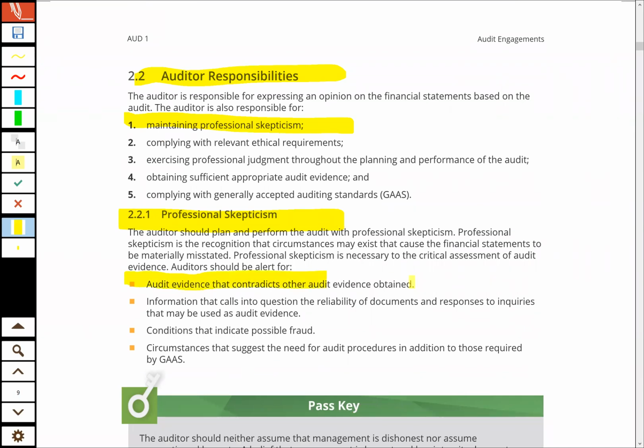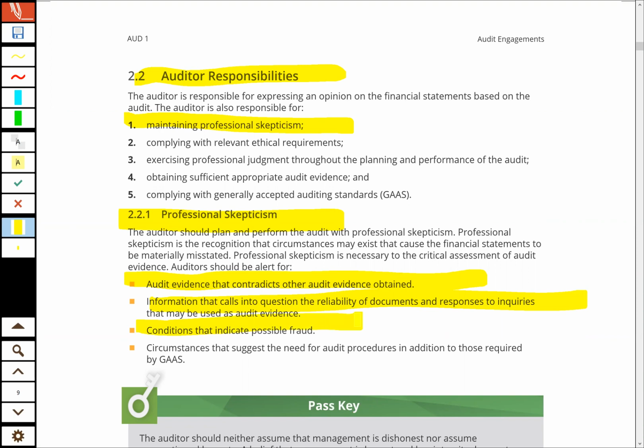So if there's audit evidence that contradicts other evidence you've obtained, or information that calls into question the reliability of a document, maybe they've given you some sort of forgery, maybe it took them forever to get you the audit documentation you've asked for. Why did it take so long? This would heighten your professional skepticism.